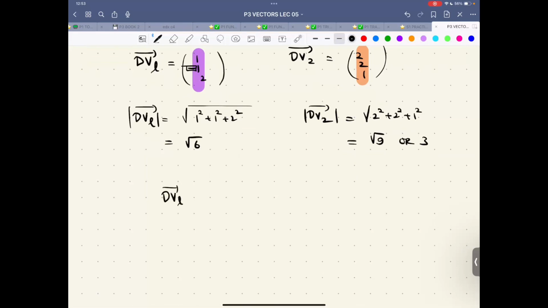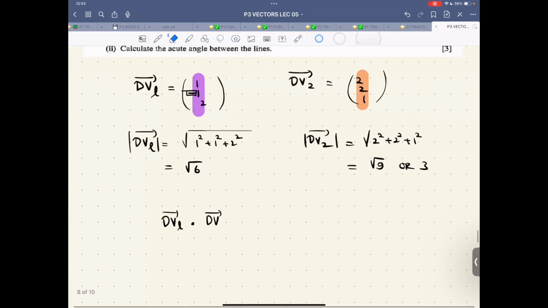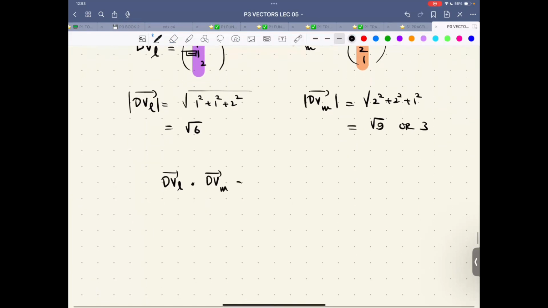Direction vector of line L dot product with direction vector of line M. Instead of 2, let me write M. So this is M over here, this is M over here, this is M, this is M. That equals direction vector L magnitude, direction vector M magnitude, cosine of theta.